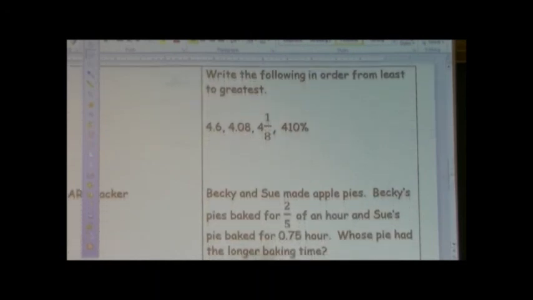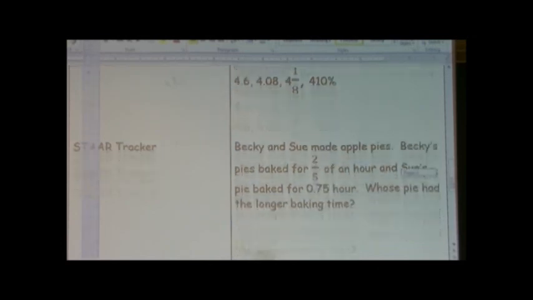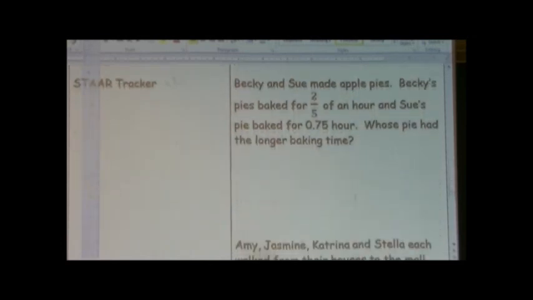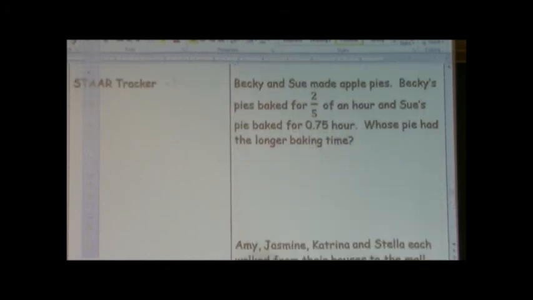You can finish the rest by yourselves. We have this one right here to put in order from least to greatest, and this is called ascending order. And then you have these 2 problems that have to do with the STAR test. So these are the kind of problems that you will see on the STAR test. Take a look at them and see if you can answer the questions. We'll have the questions for you in class when you come in, so that we can discuss these problems in a little bit more detail.